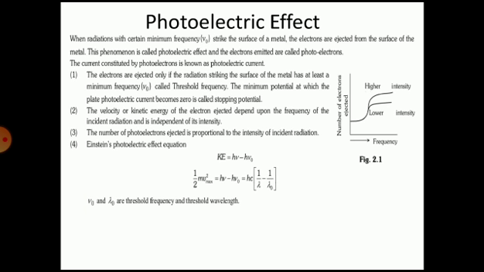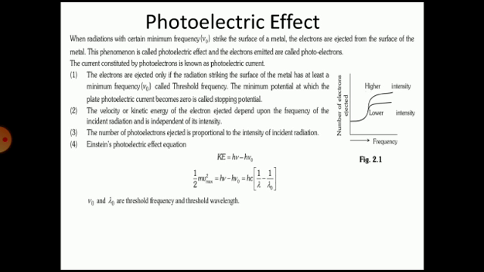So photoelectric effect: when radiation with a certain minimum frequency strikes the surface of a metal, the electrons are ejected from the surface of the metal. This phenomenon is called photoelectric effect, and the electrons emitted from the metal surface are called photoelectrons. The current constituted by photoelectrons is known as photoelectric current.